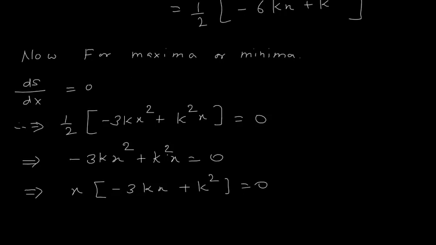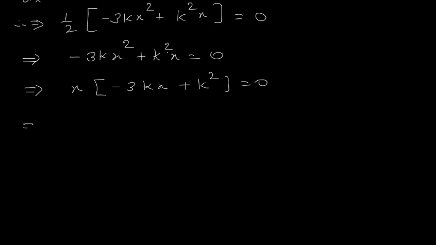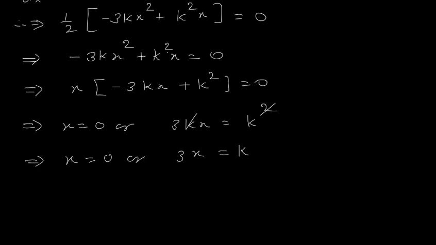So this gives us either x is 0 or 3kx equal to k square. Now one k I can cancel. So this gives us x is 0 or 3x is equals to k.